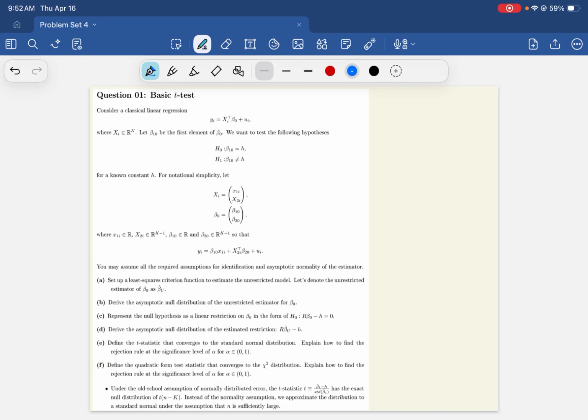This is the basic t-test. This is the simplest possible example for a hypothesis test. We consider multiple regression, but we are interested in testing the first coefficient. And h is just a known constant, like h may be 0 in your significance test for a coefficient. And we use this standard notation.